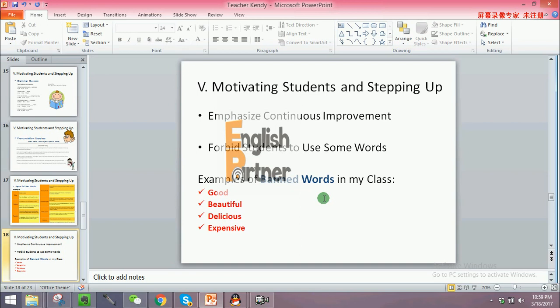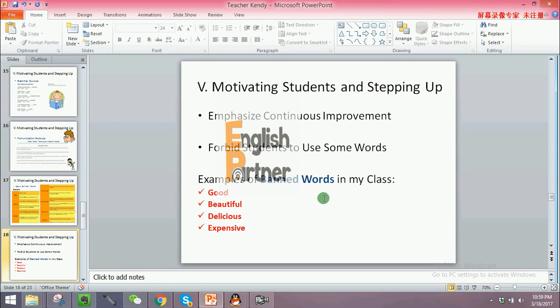There are really hundreds of words to replace good. So I don't really like hearing my students use good as an adjective in their answers, as well as beautiful, delicious, expensive. Yeah. And let me lay stress on the first word there, good. I cultivate their vocabulary by replacing this word with words like awesome, excellent, amazing, spectacular, brilliant, etc.